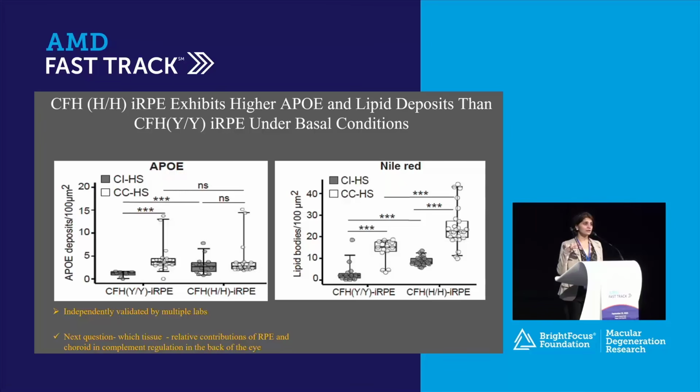And when you treat these cells with the complement competent human serum, we saw that the genotypes responded similarly. So at least what I'm trying to say here is that the patient-specific iPS cells allowed us to replicate this information that we know from the GWAS studies.